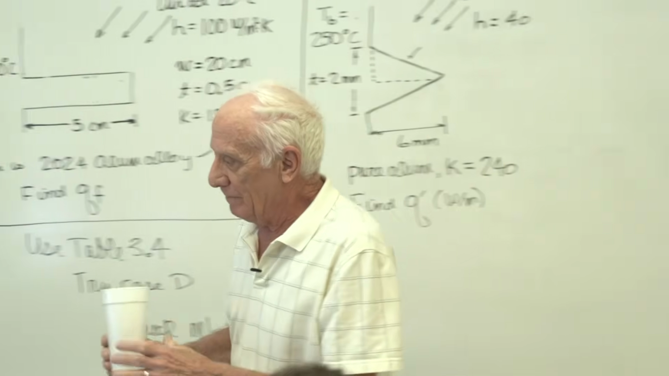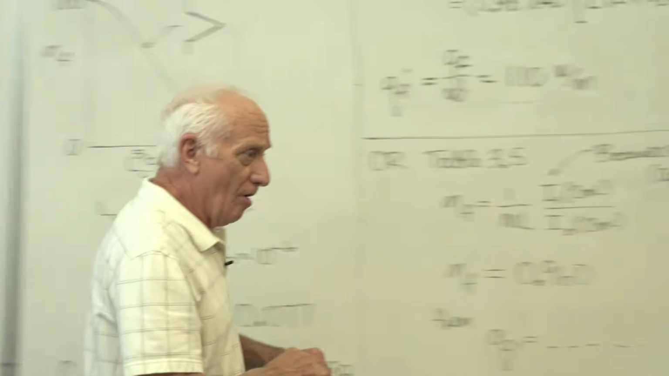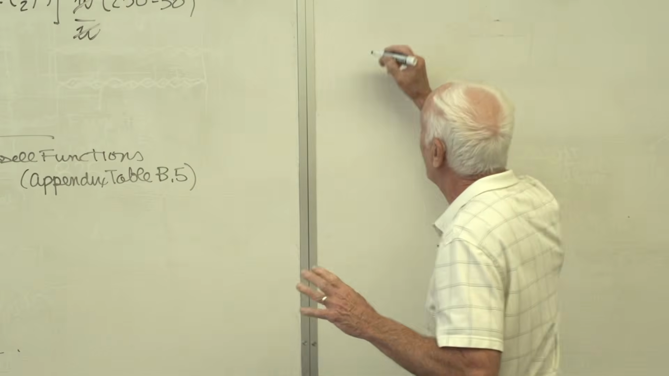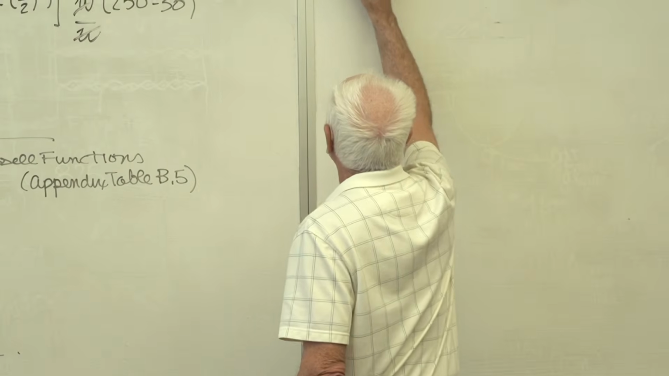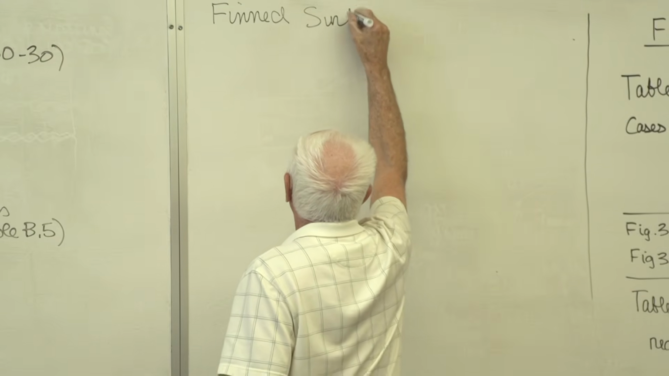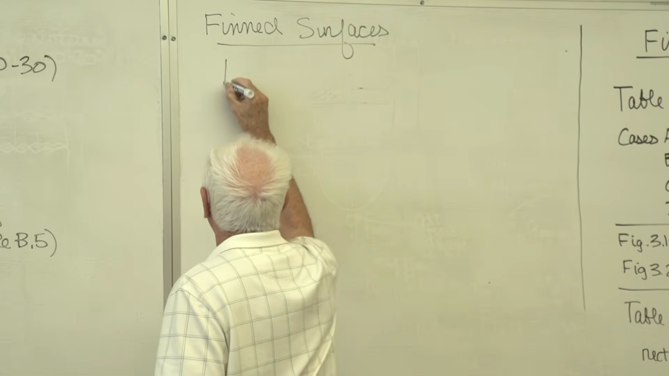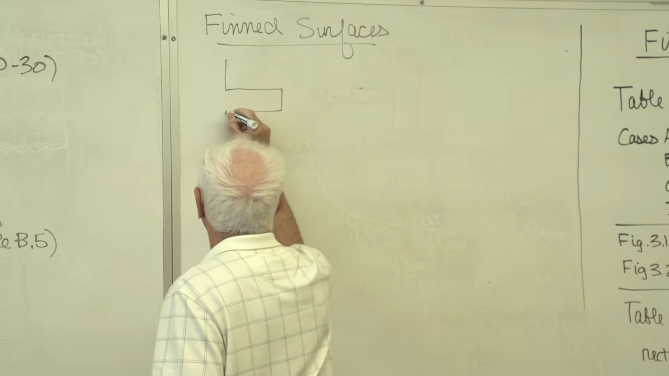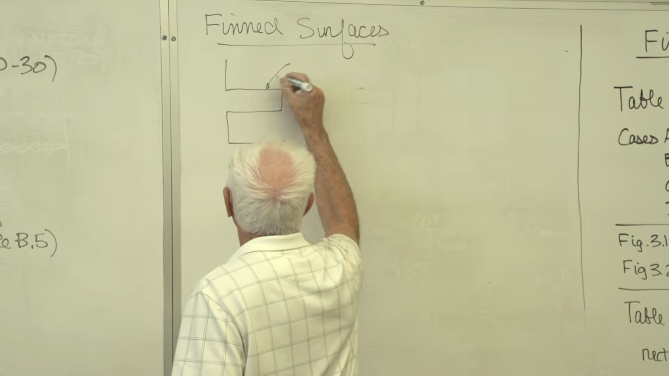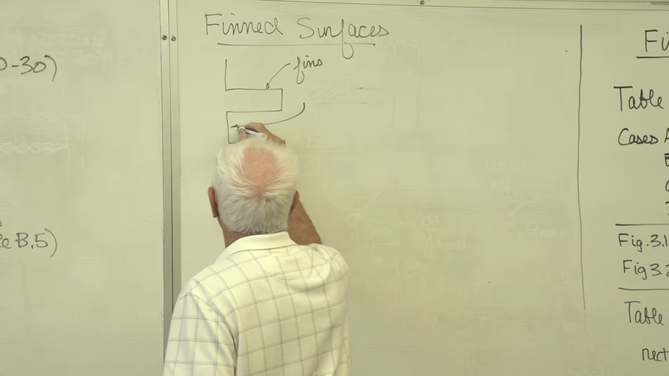Okay, now one thing we didn't mention last time I want to finish with today, and this is the last part of this chapter, is we don't normally put one fin on a wall. No, we put hundreds of fins on a wall. So what happens on fin surfaces? Okay, so we have multiple fins on a wall. So we have fins, and then we have bare wall between them.